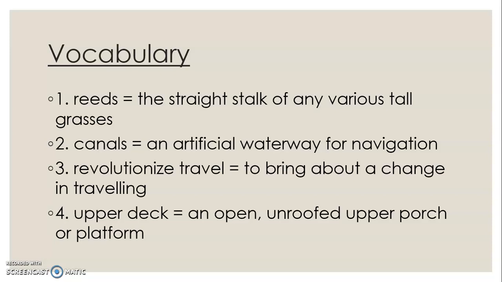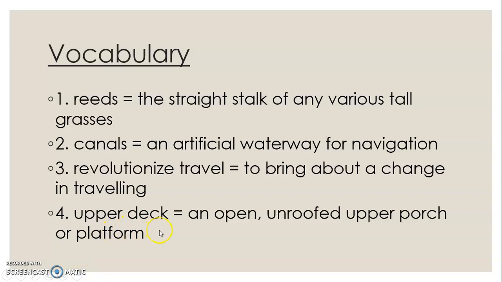Okay, but before that, let's look at the vocabulary that we have in the text. First, reeds. Reeds are a straight stalk of any of various tall grasses. So it's a type of grass. Canals. As in the picture that we saw just now, it is an artificial waterway for navigation. And the phrase revolutionize travel means to bring about a change in traveling. So in short, it's about a new way of travel.